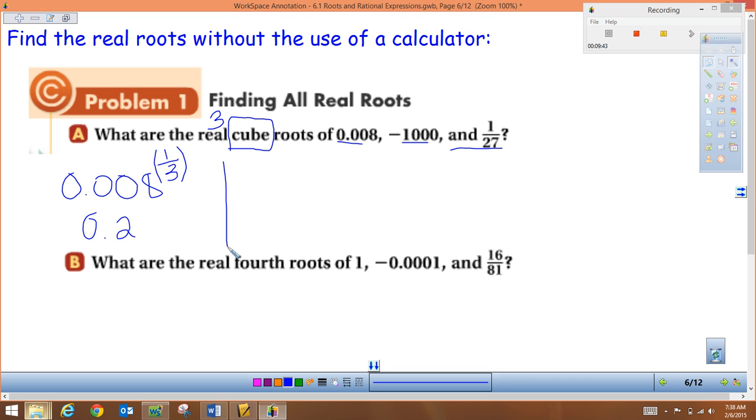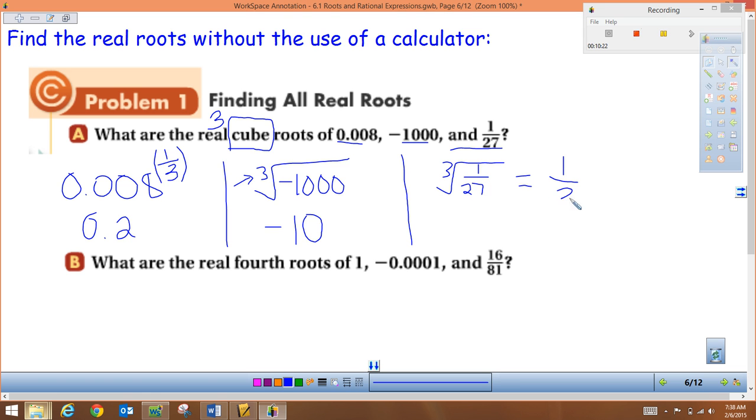How about the cubed root of negative 1,000? We have a negative, but again, we have an odd root, so that's okay. The cubed root of negative 1,000, again, you can use your table, hopefully we'll start memorizing some of these, is negative 10. And then the cubed root of 1/27th. Haven't worked a lot with fractions yet, but do we know the cubed root of 27? We do. It's 3. So the cubed root of 1/27th then is 1/3. Okay?